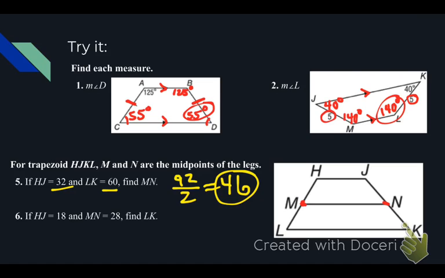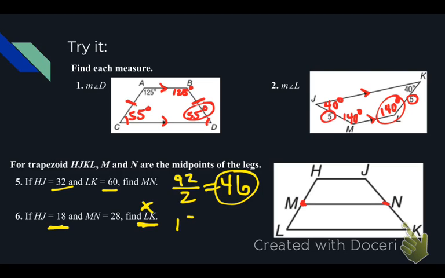Okay, and then number 6, they kind of change the numbers. HJ is 18, that's a base. MN is 28, that's the mid-segment. We got to find the other base. We got to find LK. So let's just use a variable here. Let's use X to represent the length of LK.